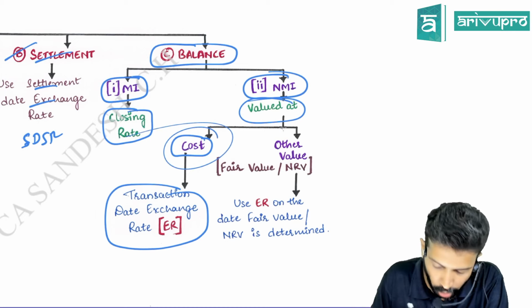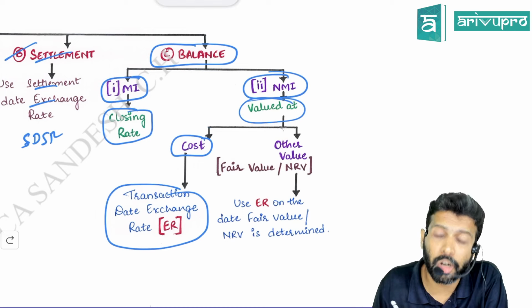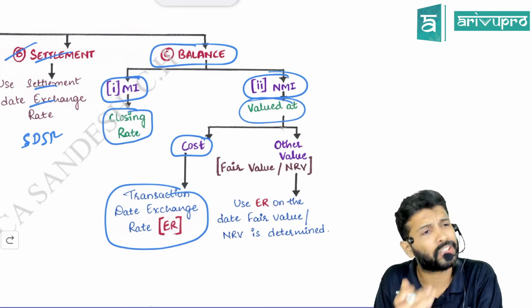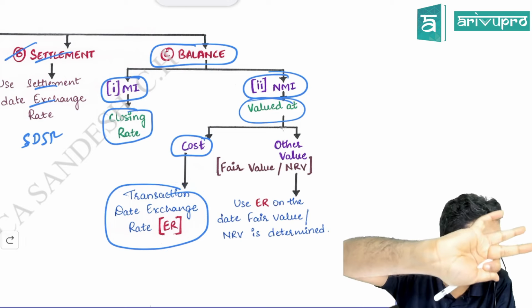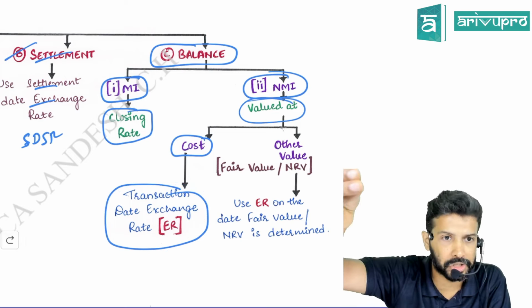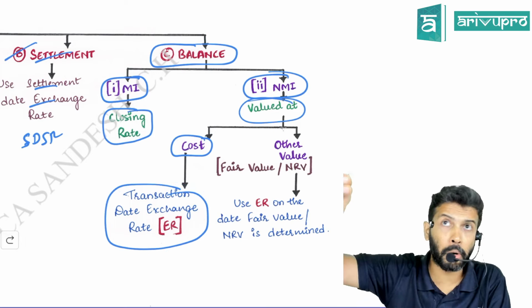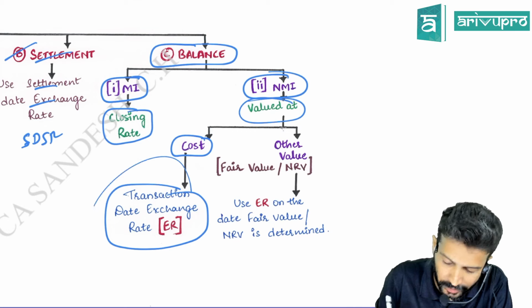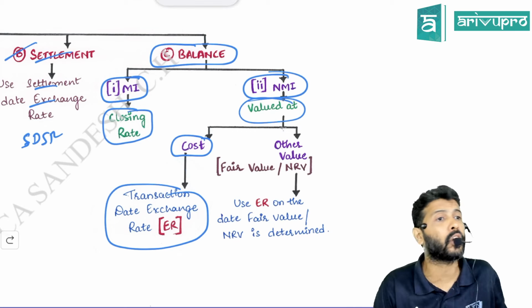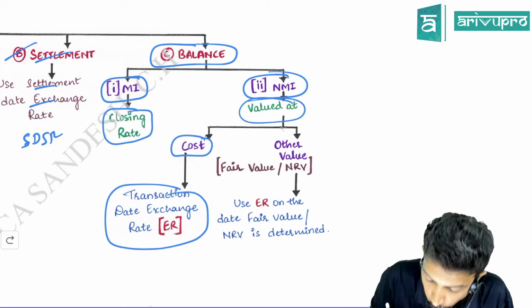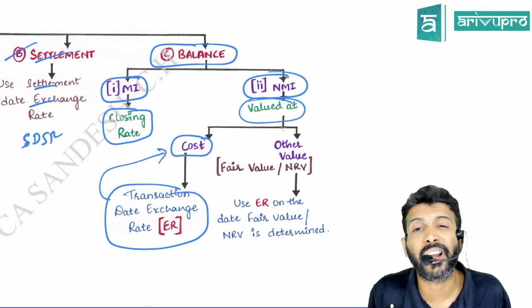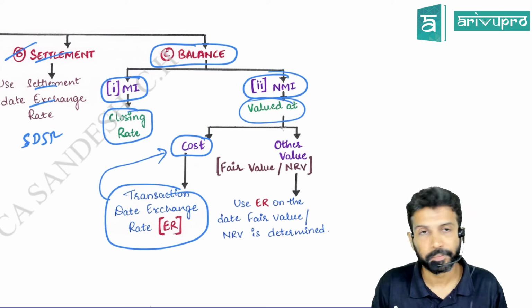Any which way, cost. So if a non-monetary item is valued at cost, should you do any extra work? No. Anyway, you have converted already, and you show the same value in your balance sheet. What about depreciation? All that is common. Depreciation and all will arise normally. But should you do any further exchange gain or loss treatment? Not required. For what component? If the non-monetary item is valued at cost.